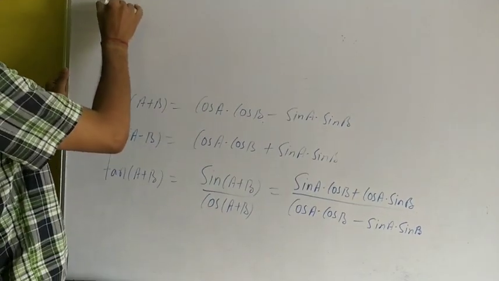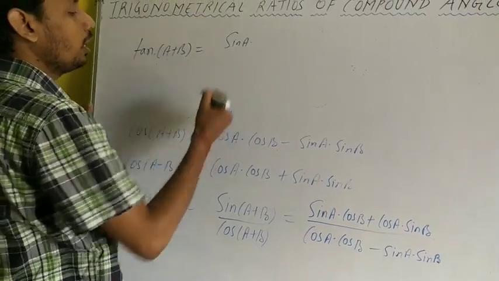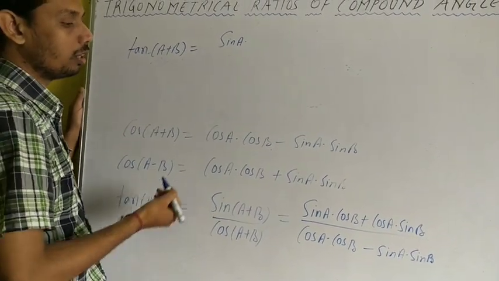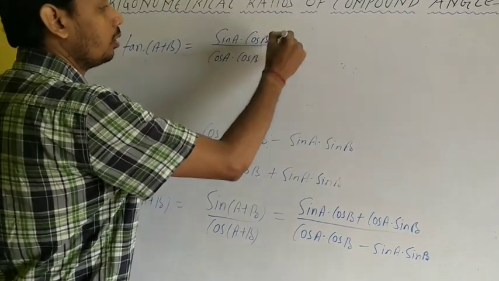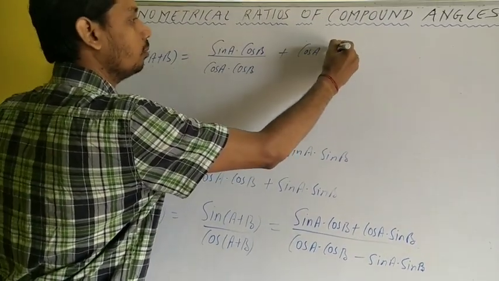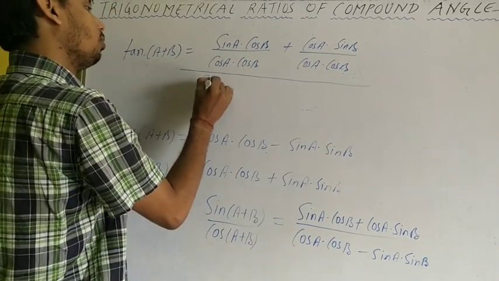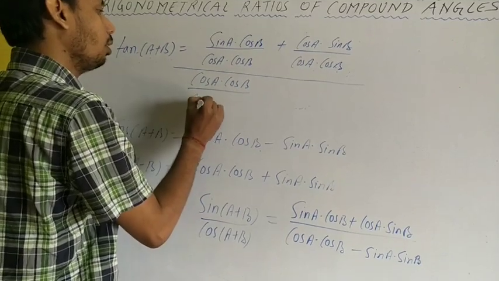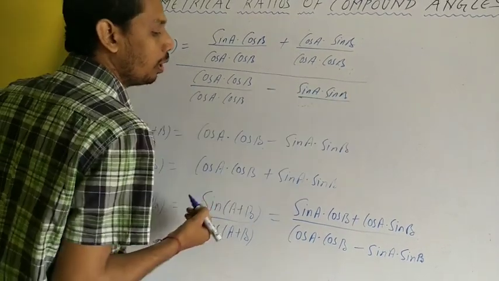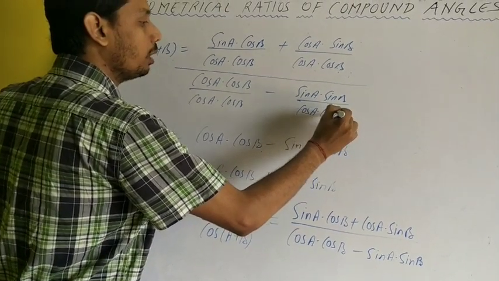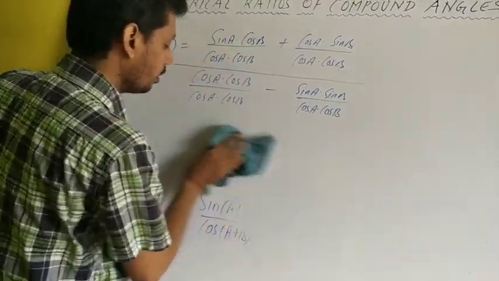If we do that, see what result will be obtained. Here tan a plus b is equal to, dividing numerator as well as denominator by cos a cos b: sin a cos b upon cos a cos b, plus cos a sin b upon cos a cos b, whole divided by cos a cos b upon cos a cos b minus sin a sin b upon cos a cos b. Now let us simplify this.